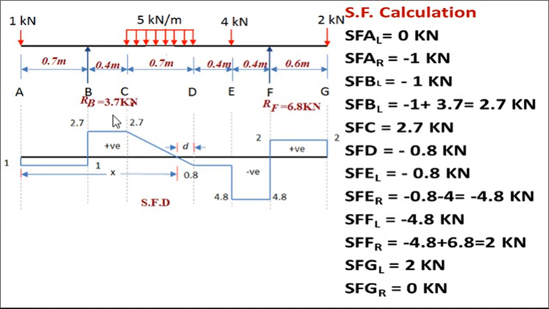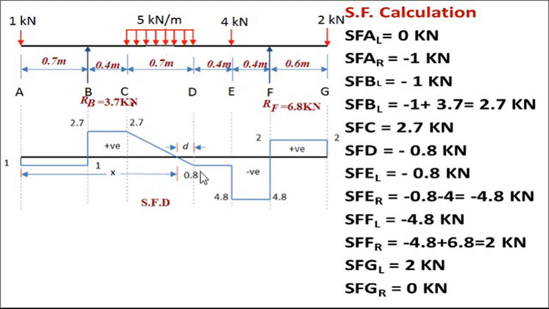So in this way you can draw this shear force diagram, and with this you can show the shear force calculation like this. At A there are two values, first value is taken left and second value right. So shear force at A left 0, right minus 1. Again shear force at B station there are two values, first value is minus 1 and second value is 2.7. Again at C there is a single value, so take that shear force at C 2.7.